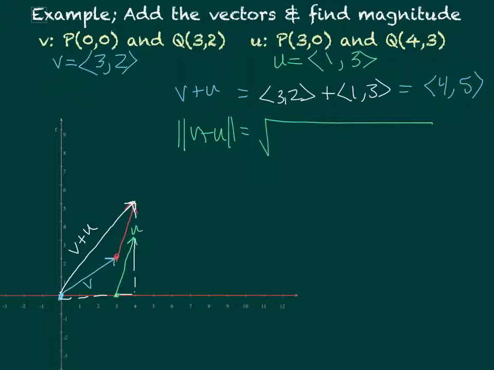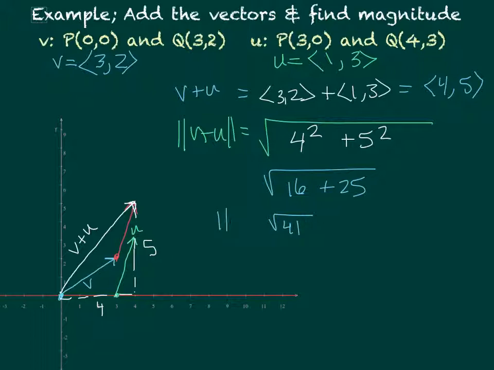Okay, so go 1, 2, 3, 4 spaces and then up 5. So it would be 4 squared plus 5 squared. So that's going to give me the square root of 16 plus 25, which is the square root of 41. So the magnitude of u plus v is equal to the square root of 41. And that's your final answer. Okay, so we have drawn our resultant vector and found our magnitude.